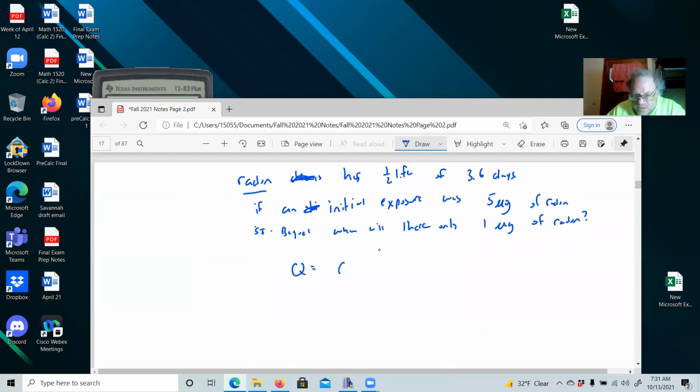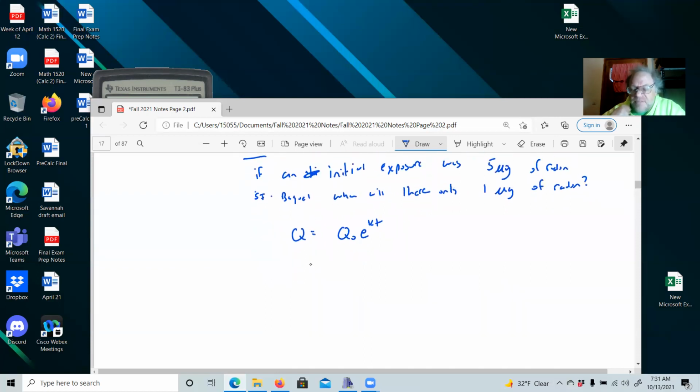Q equals Q sub 0 E to the KT. Now your book will make this negative. I just let the negative be implicit inside the K rather than outside the K. It's easier because I get the same formula 3 times and I don't have to worry about where the negative signs go. So this is a 2-part problem. No, not always, but first thing we got to do is figure out our K. And we're going to do that because we know we have a half-life and a time. Half-life is when half of it is left. That's what that means. Half of the original remains.